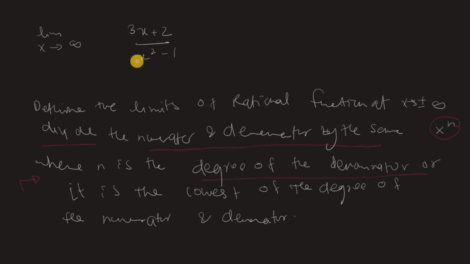If you look here, the degree of the denominator is x to the power of 2, and the numerator is x to the 1, so we are simply going to divide both of them by x to the power of 2. If you divide both, you have 3x over x squared plus 2 over x squared, and then x squared over x squared minus 1 over x squared, and so you are basically left with this.